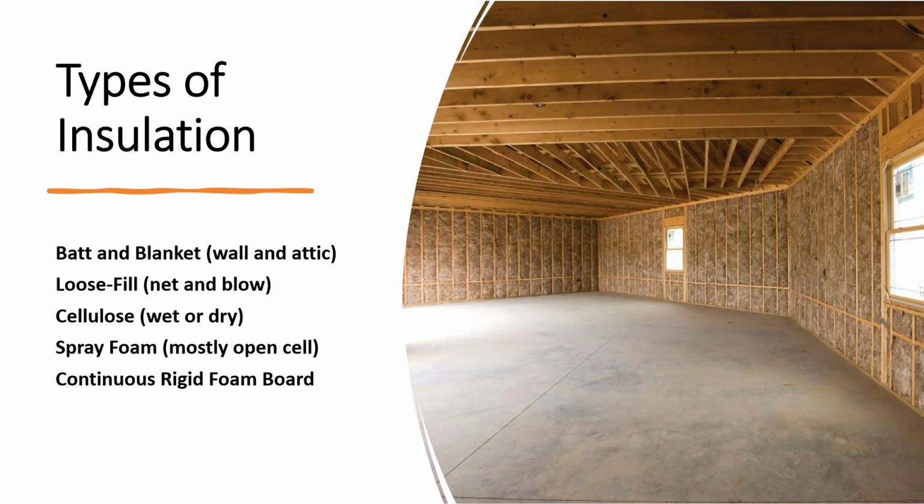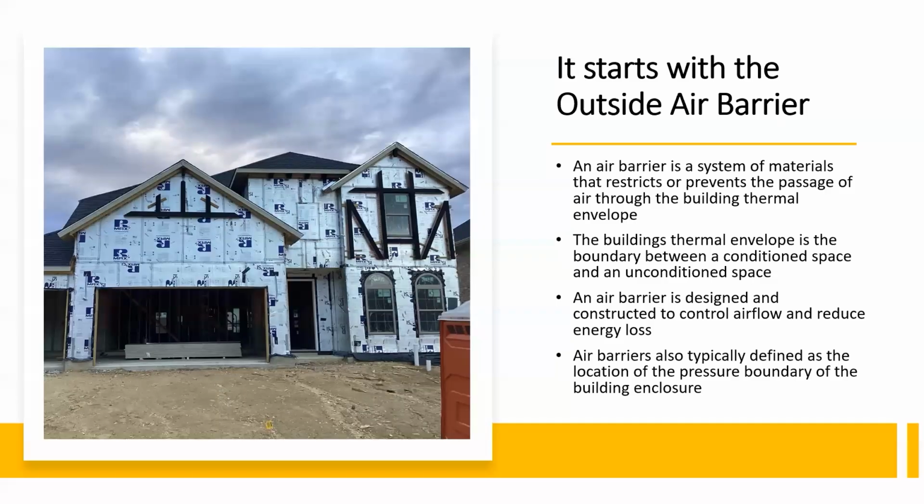So, batt and blanket, wall and attic, loose fill, net and blow, cellulose, wet and dry, spray foam. Mostly what we see in residential is open cell. Then you've got continuous rigid foam board. So to start with that, it starts with the air barrier on the outside.